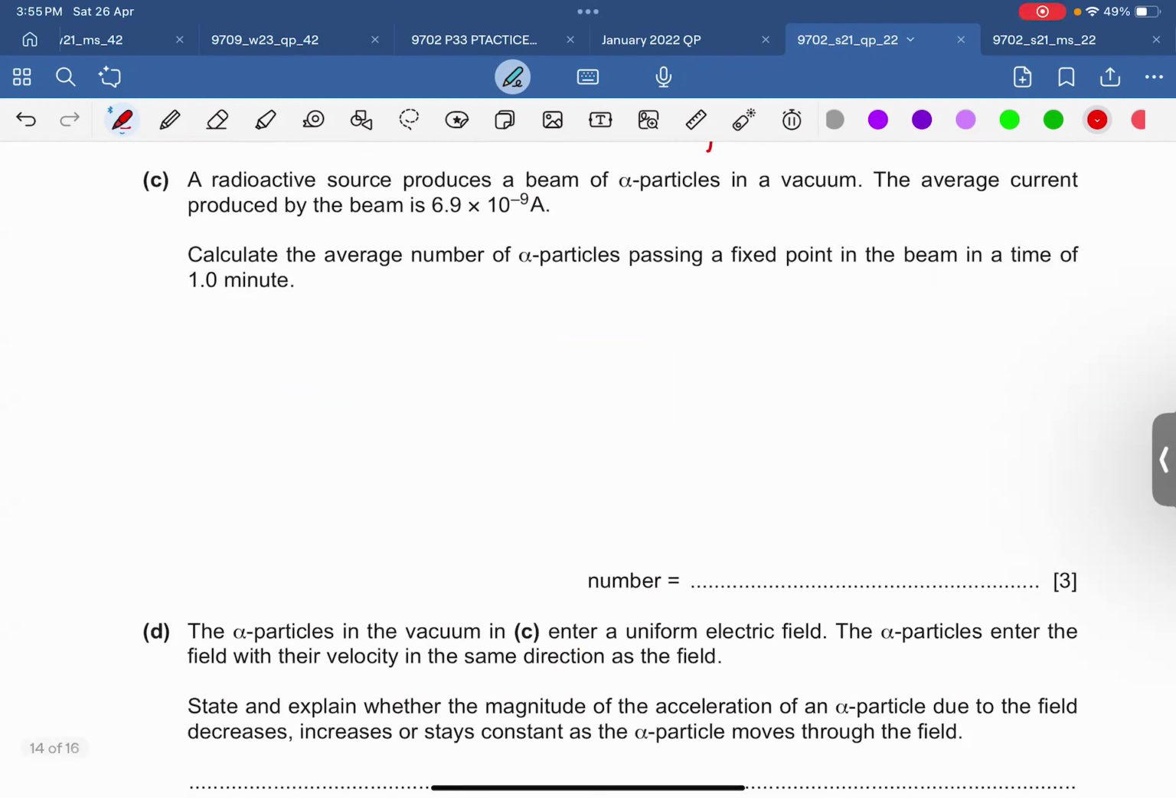A radioactive source produces a beam of alpha particles in a vacuum. The average current produced by the beam is 6.9 times 10 to the power minus 9. Calculate the average number of alpha particles passing through a fixed point in the beam in a time of 1 minute.